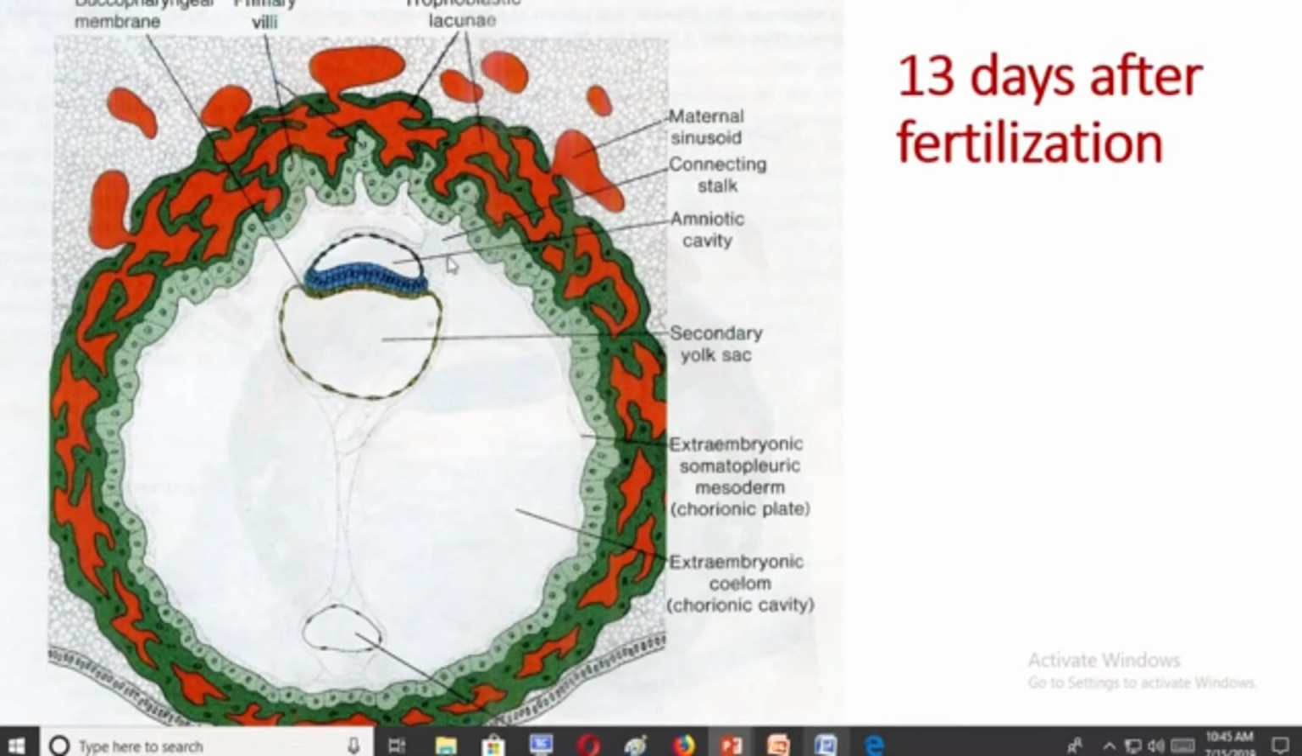So it is 13 days after fertilization. Here the amniotic cavity, the secondary yolk sac cavity, and this is the splanchnopleuric layer of extraembryonic mesoderm. This is the somatopleuric layer of extraembryonic mesoderm. This is the cytotrophoblast. This is the syncytiotrophoblast.